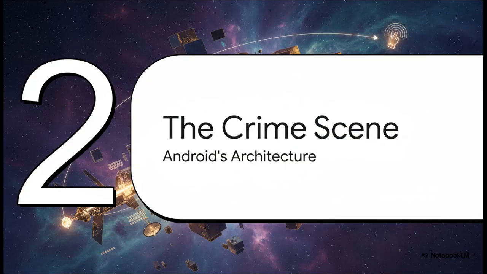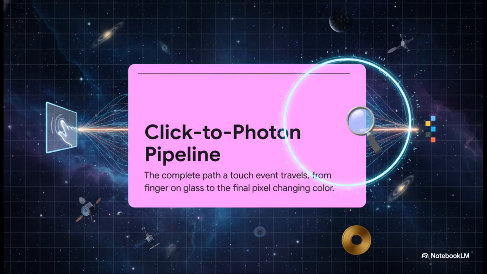Okay, so where do we even begin this investigation? We have to start at the beginning, by dissecting the architecture of Android itself. We need to understand where these delays get introduced. Let's follow the complete journey of a single touch, from beginning to end. This entire journey has a name. In the industry, they call it the click-to-photon pipeline. It's the total time an input event, your touch, spends traveling through all the different system layers. So if we're going to solve this latency crime, this is the entire path we need to analyze and optimize.